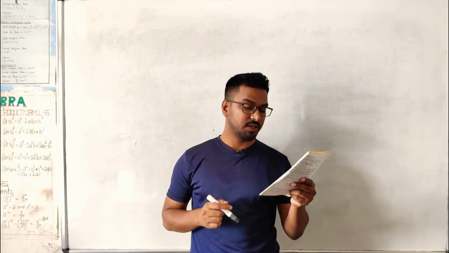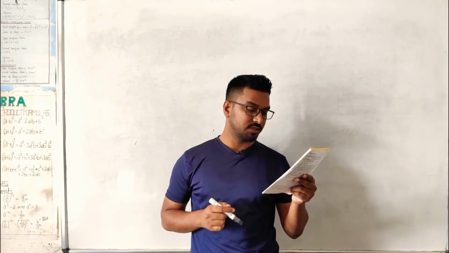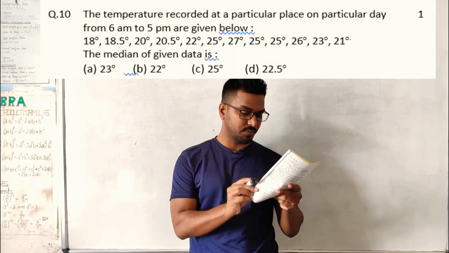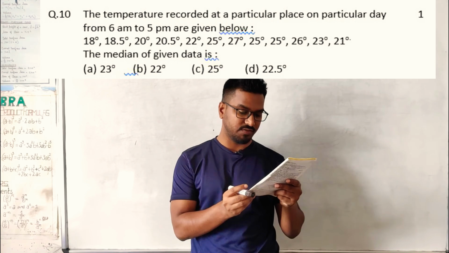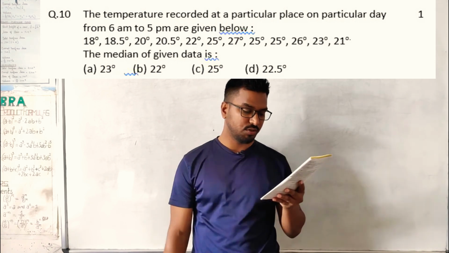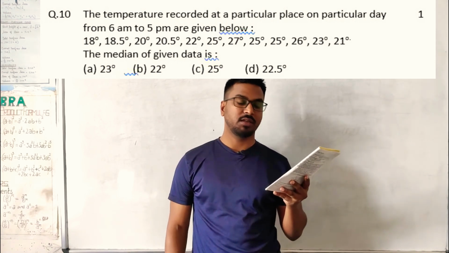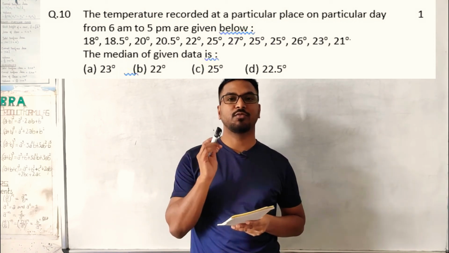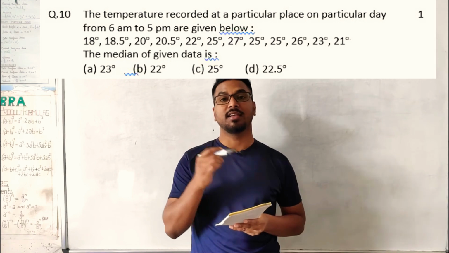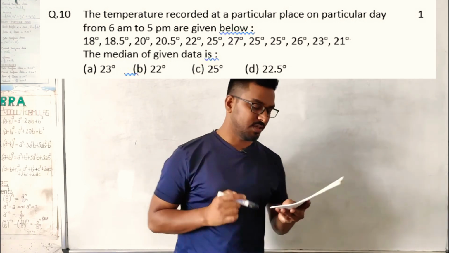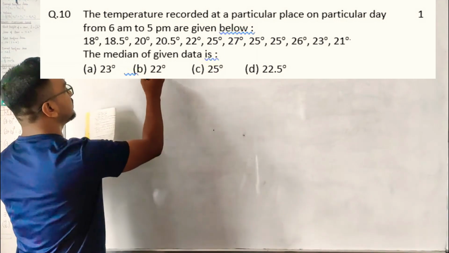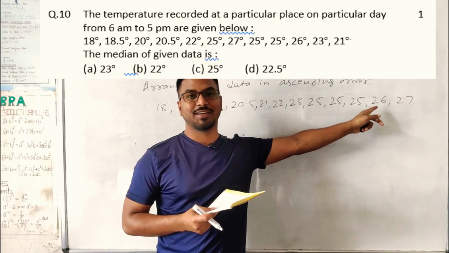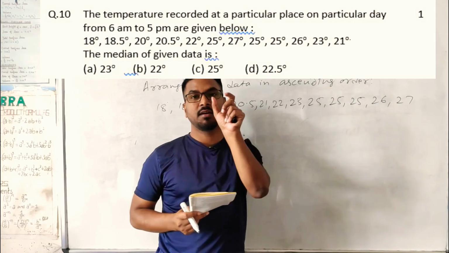So the last question of the multiple choice questions is question number 10. The temperatures recorded at a particular place on a particular day from 6 a.m. to 5 p.m. are given below. So these are the data given. So you have to find the median of the given data. So how to find the median? Before finding the median, we have to arrange the data in ascending order. Okay, so let me arrange them. So the data are given, I arrange them in ascending order. Okay, so median means the middle term.